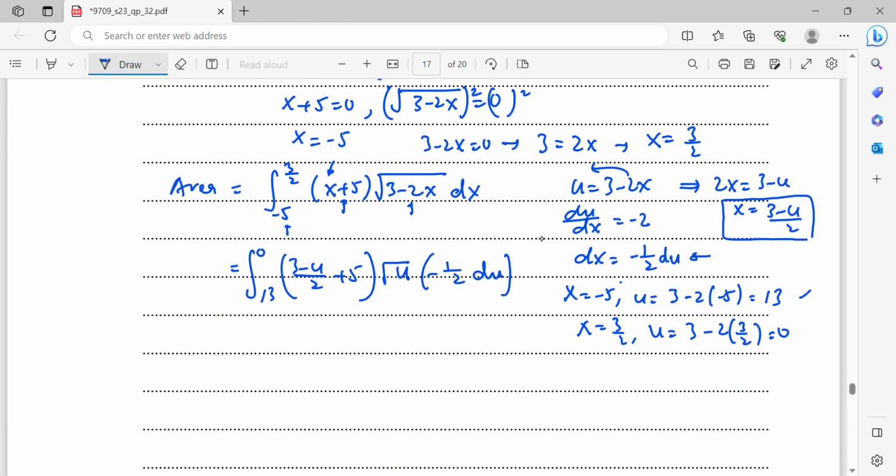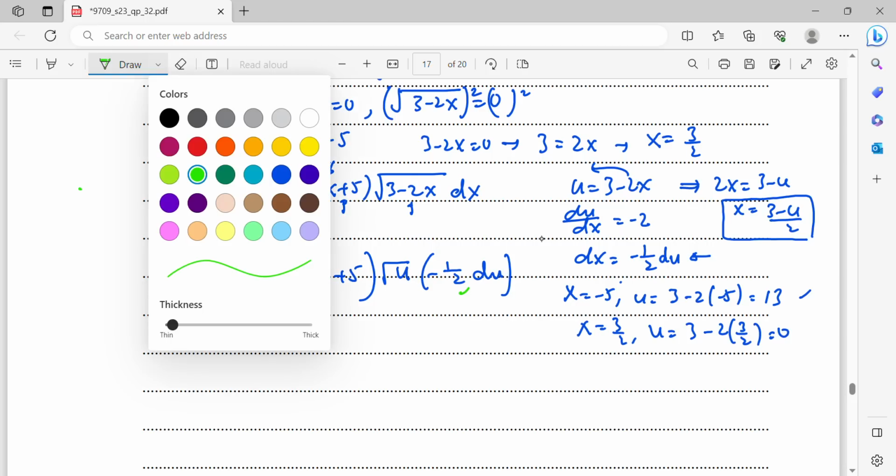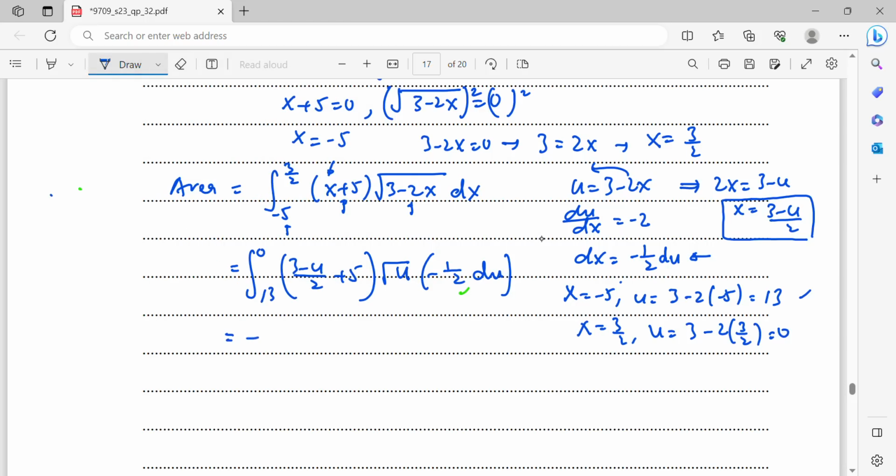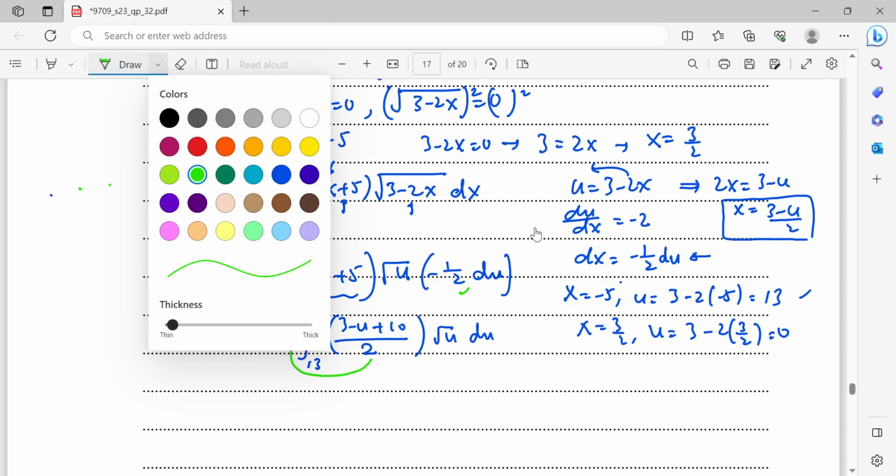Okay, so simplify first. From here, I can factorize negative half, with limits 13 to 0. For the first bracket, I will get the same denominator, which means it will be over 2: 3 minus u, and when you make the 5 with a denominator of 2, it will be plus 10 over 2. All this multiplied with square root u, then du. Now I will simplify the first bracket. The over 2 here will be taken out and combined with negative half, so it will be negative 1 over 4.